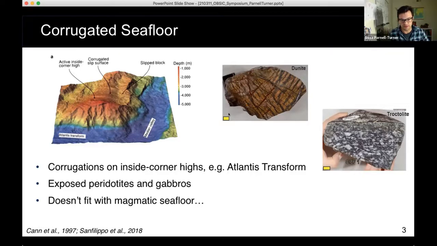For example, these are a couple of hand specimens dredged from the 16 North segment of the Mid-Atlantic Ridge, published in this paper by Alessio Sanfilippo. You can see these bizarre looking dunites and even some very primitive gabbros like troctolites. We now know that these kinds of deep-seated rocks are commonly found on the seafloor in these kinds of locations. These rock types really have no business being on the seafloor if you just have layered oceanic crust. So something else must be going on.